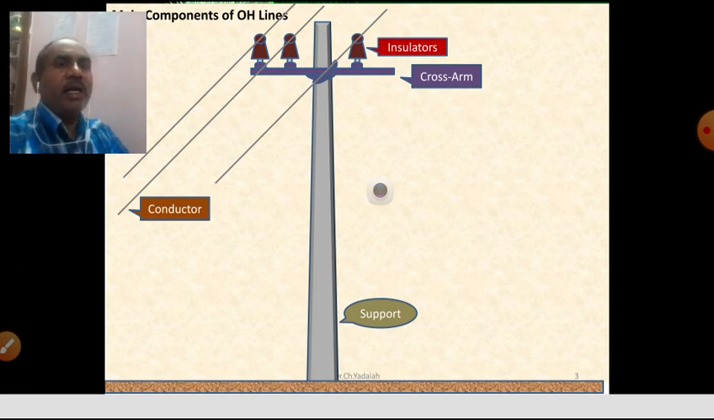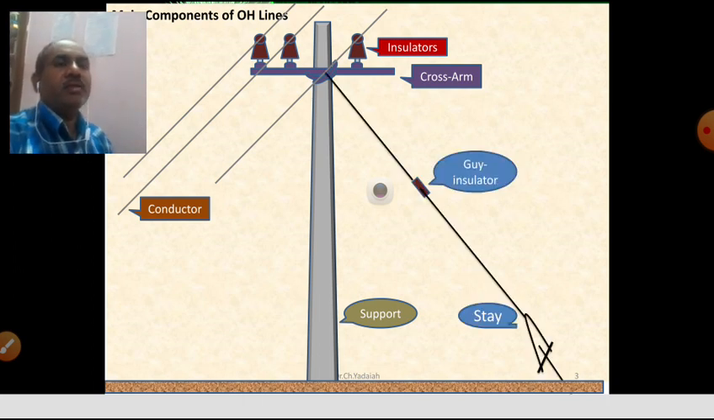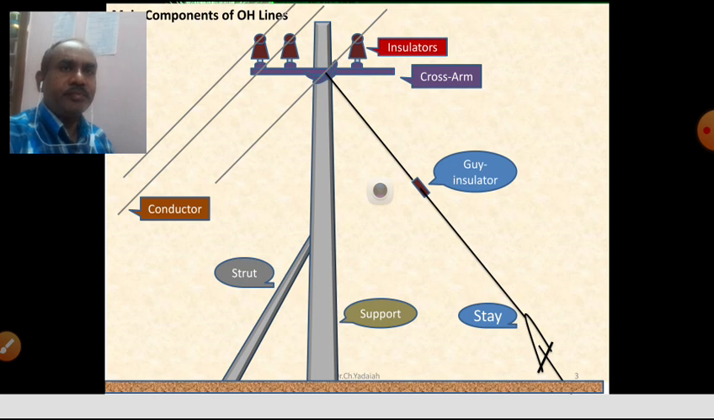Now after that, what are the accessories? We require the stay wire. A stay set is required, or a guy insulator with the stay. And if it is not possible to provide the stay set at that place, then we can use a strut. This is also something we are going to estimate.